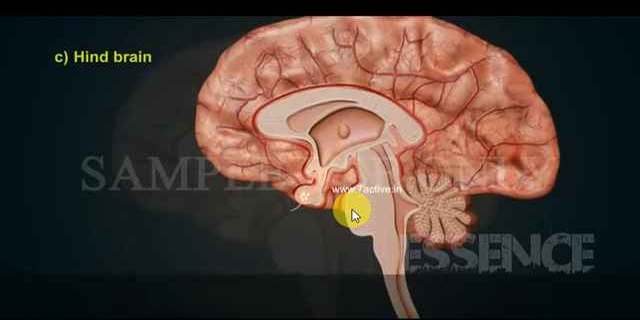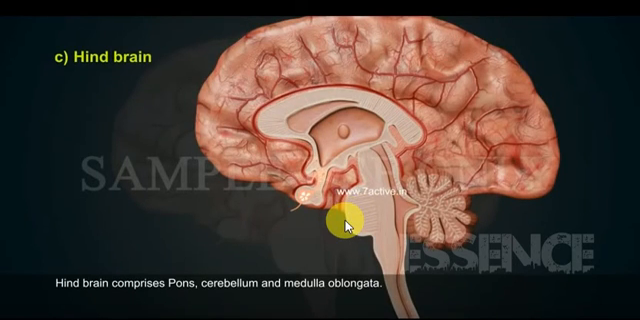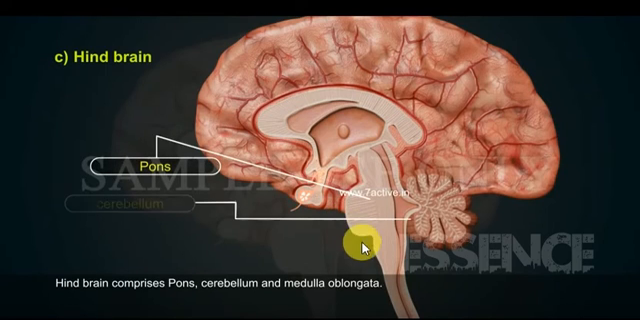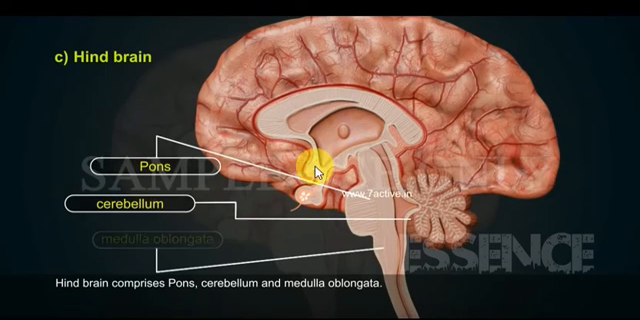C. Hindbrain. The hindbrain comprises the pons, cerebellum, and medulla oblongata.